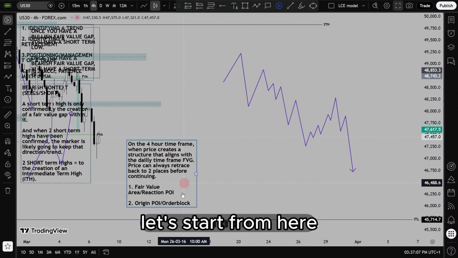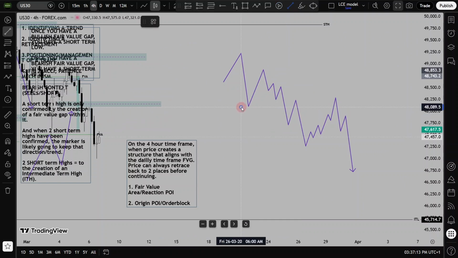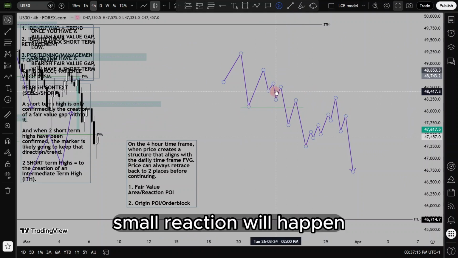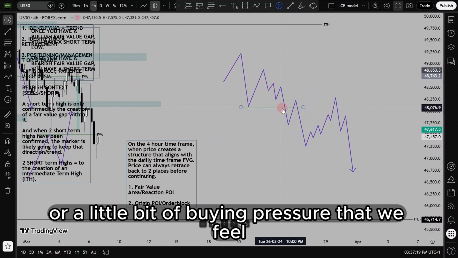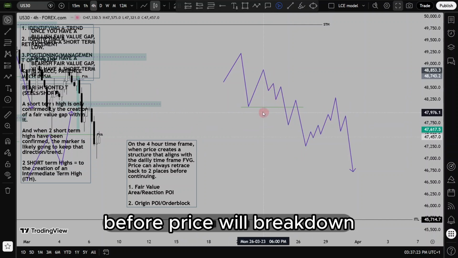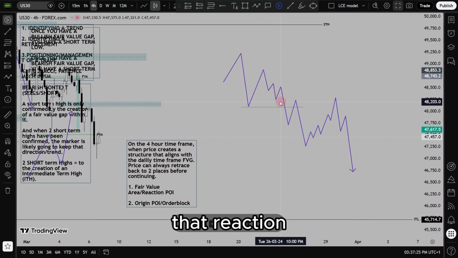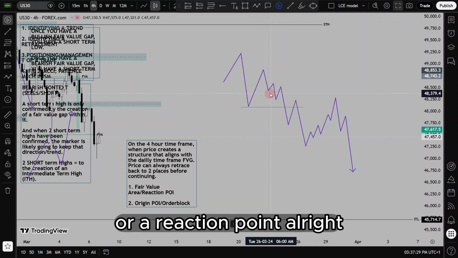Now let's start from here. When you see price break down like this, that is a fair value area. A small reaction will happen, like a small consolidation or a little bit of buying pressure that we feel. But a small reaction will happen before price will break down. That reaction, that area of reaction, is called a reaction POI or a reaction point.